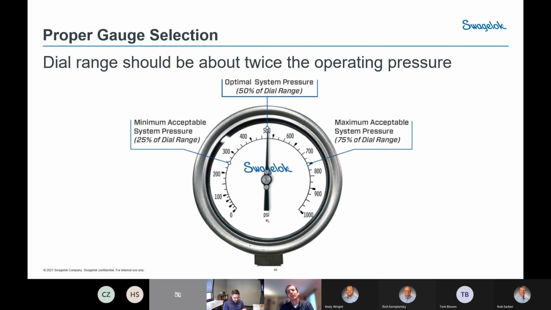So with the dial range, ideally you want your needle to fall in the middle of that dial range. What that means is, in this example here, if you've got a 500 PSI system, you want to use a 1000 PSI gauge, and that's going to put your dial right in the middle. It's acceptable to work within the middle 50% of the gauge range, so as it's shown here, between 250 and 750 for this gauge. That's acceptable. Ideally, what you're shooting for is the center of the gauge, which in this case would be 500 PSI.